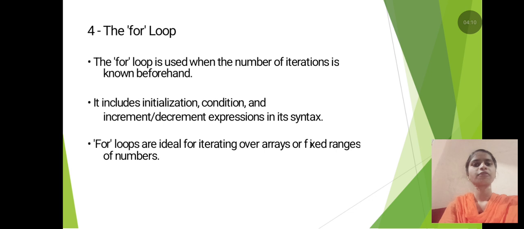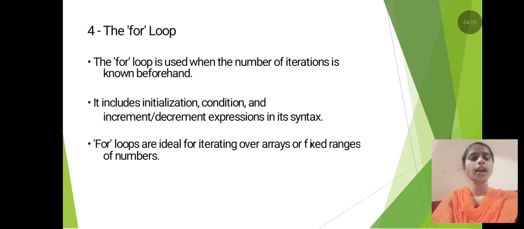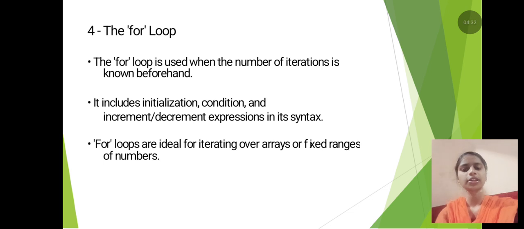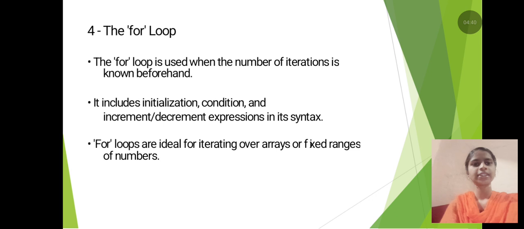First we discuss the for loop. The for loop is used when the number of iterations is known beforehand. It includes initialization, condition and increment or decrement expressions in its syntax. For loops are ideal for iterating over arrays or fixed ranges of numbers. The for loop syntax is: first initialization and condition, and next increment or decrement, then the statements. This is the for loop.